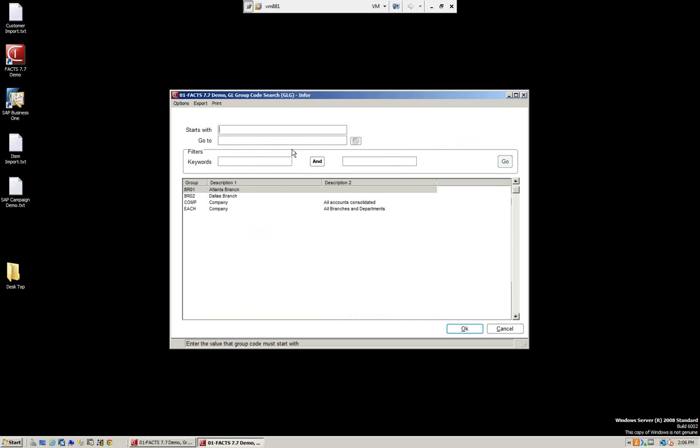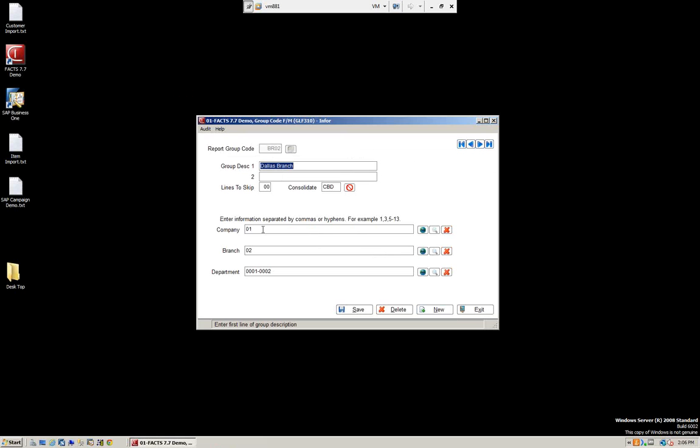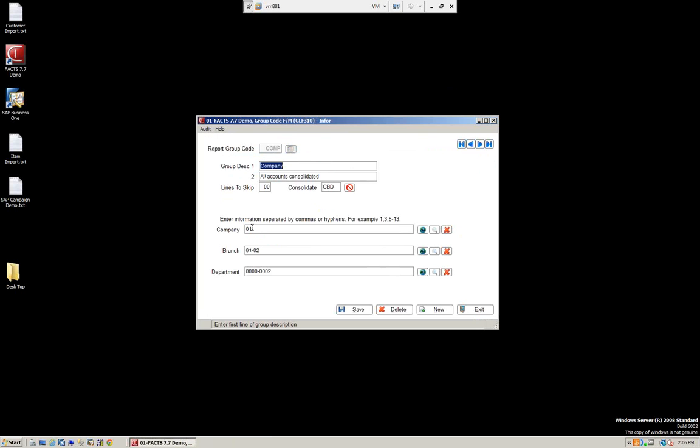If we went to the Dallas, we would see again it's still company 1, but we're looking at branch 02 and we're looking at department 02. And again, if we go to the next one, we can see that because this is the consolidated, it's looking at company 1 and it's looking at branch 1 to 2. So it's consolidating the two branches together.